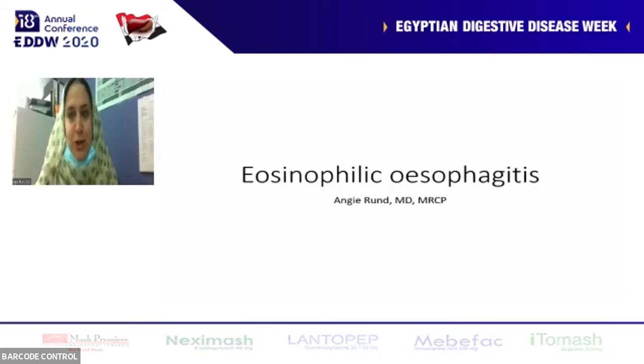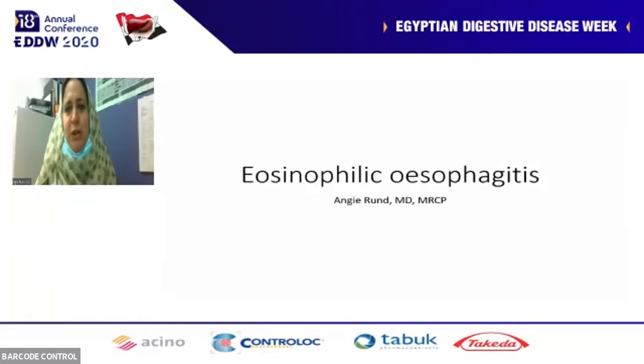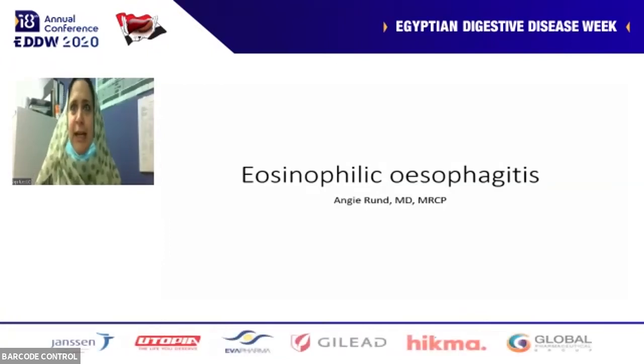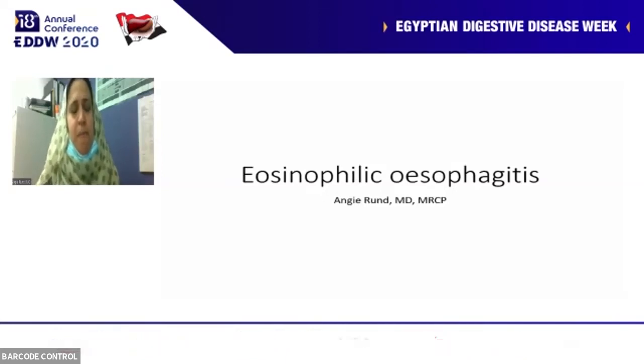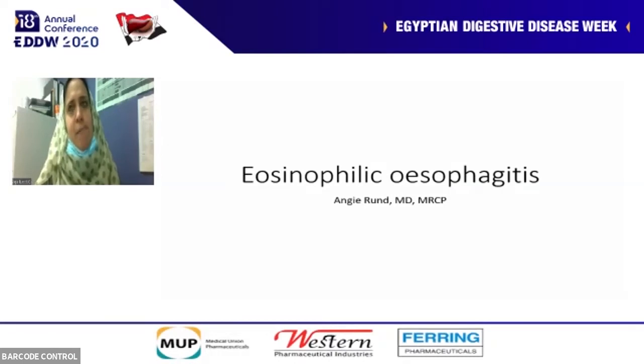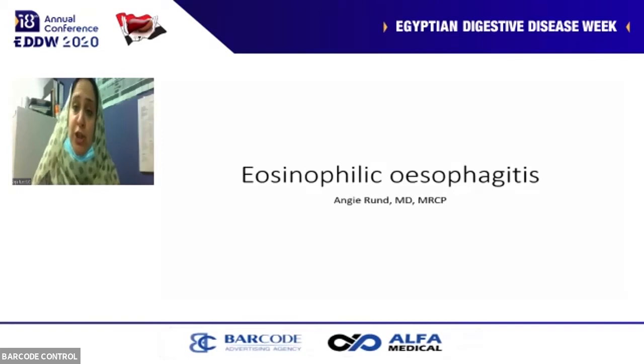eosinophilic esophagitis, the main symptom would be dysphagia, mainly to solid foods. The symptoms are mainly during the meal. Okay, it's very remarkable. There are other symptoms, but dysphagia would be the main symptom. And it has got complications, so it starts as an inflammatory condition, and then it can pass on to fibrotic stage.